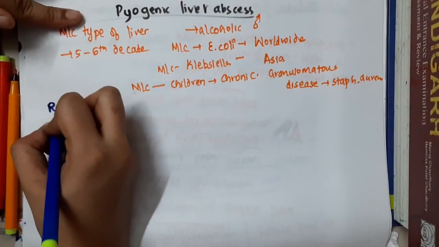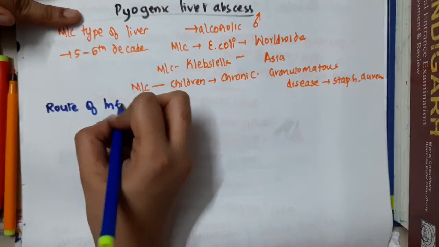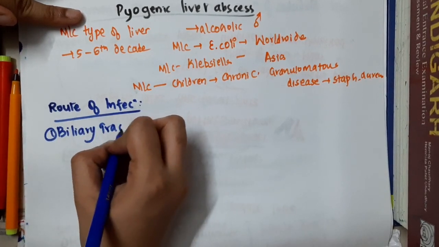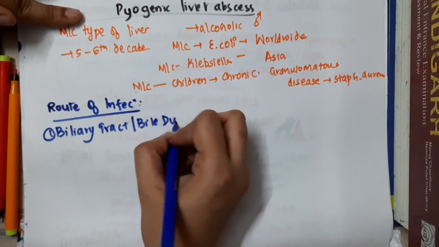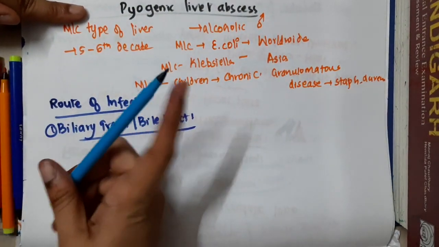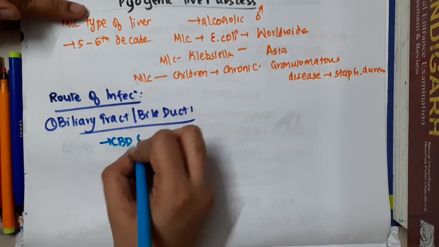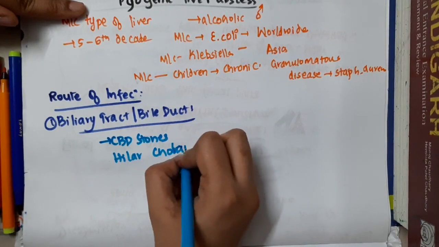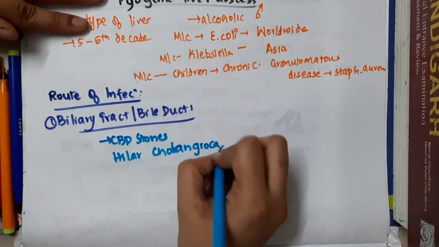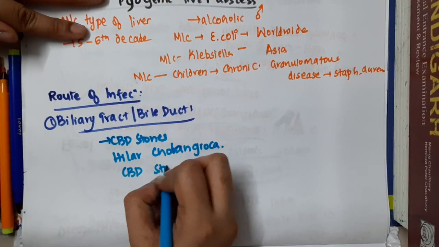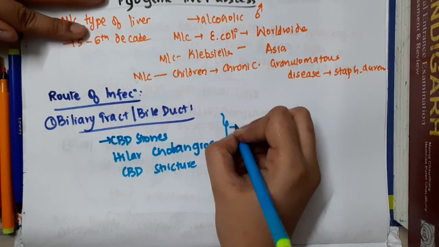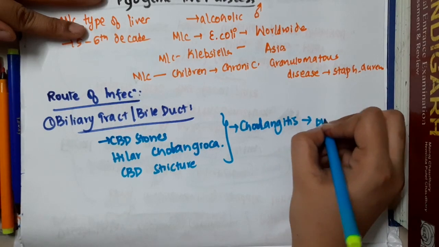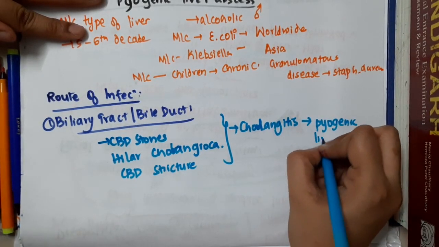Now, the route of infection. First and foremost we have the biliary tract or bile duct. This includes common bile duct stones, hilar cholangiocarcinoma, or common bile duct strictures. All these predispose the patient to cholangitis, and once cholangitis develops, this can lead to pyogenic liver abscess.